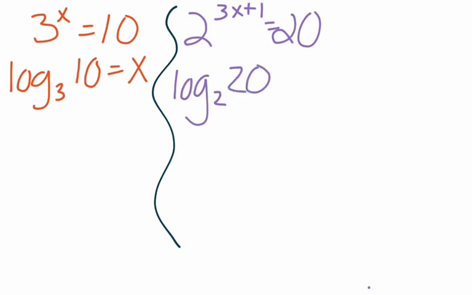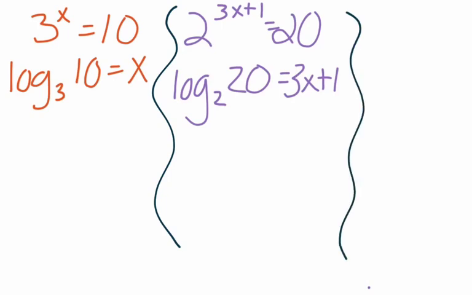So log base 2 of 20 equals the exponent, which in this case is 3x plus 1. So don't let the fact that the exponent is yuckier looking throw you off. Math is consistent. All right, last one we have. This one is kind of a cool one. This one is going to engage a couple of different skills.